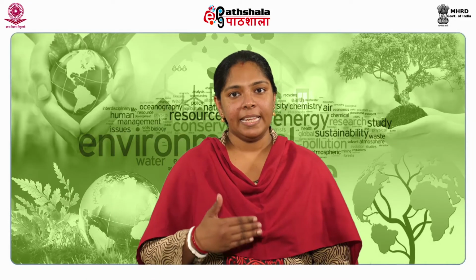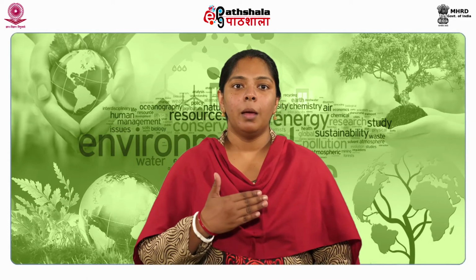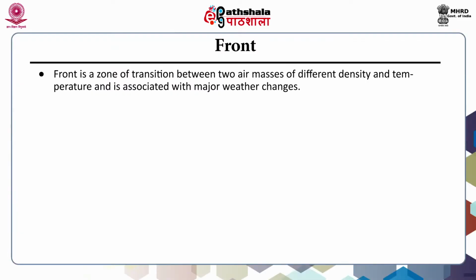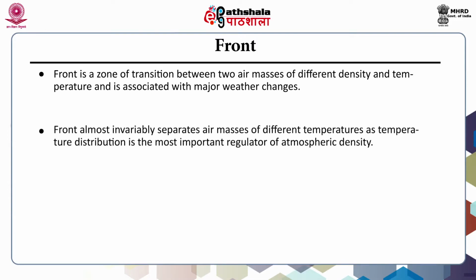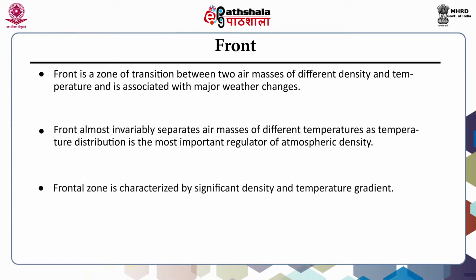So far we have seen the air masses. Now we will see about the front. A front is a zone of transition between two air masses of different density and temperature and is associated with major weather changes. This front almost invariably separates air masses of different temperatures, as the temperature distribution is the most important regulator of atmospheric density. Frontal zone is characterized by significant density and temperature gradient.